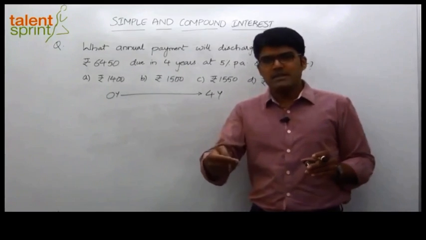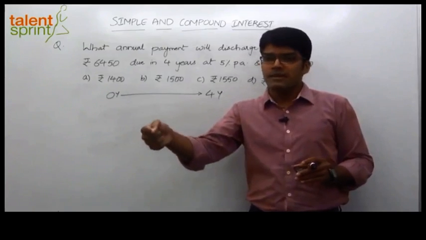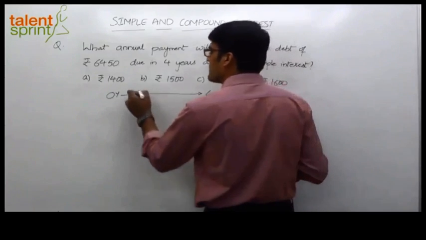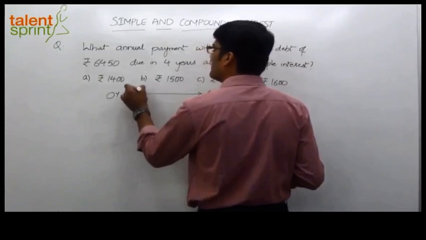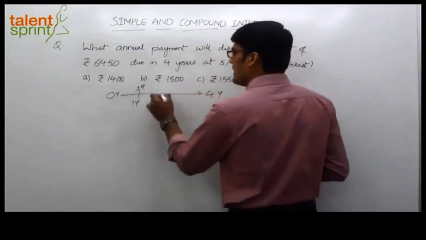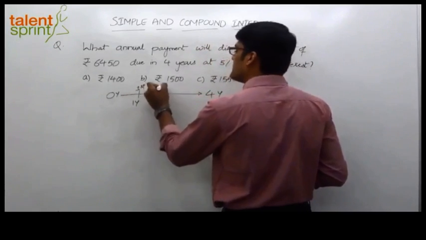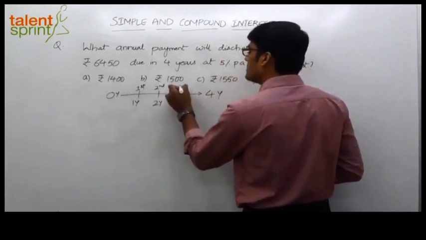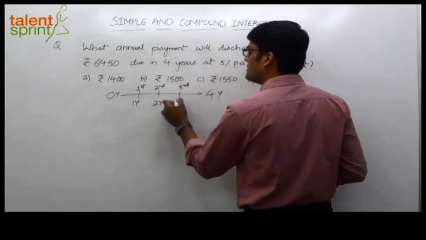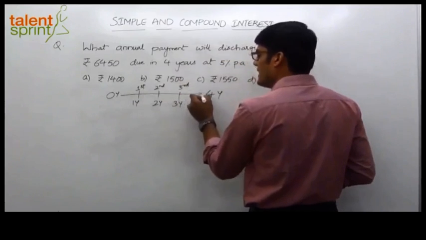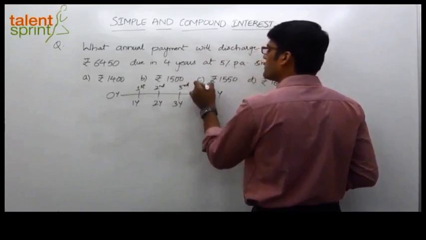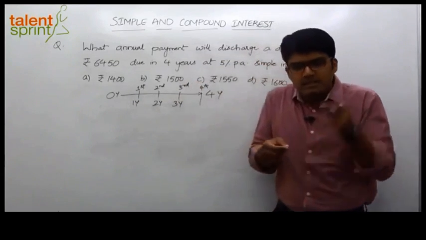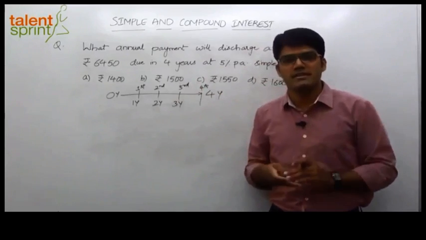When will those payments happen? At the end of the first year, at the end of the second year, at the end of the third year, at the end of the fourth year. This will be the first payment, then the second, the third, and the fourth. You will not pay anything at the beginning of the year. Only at the end of the year you will pay something.